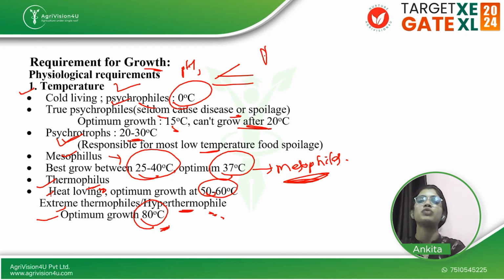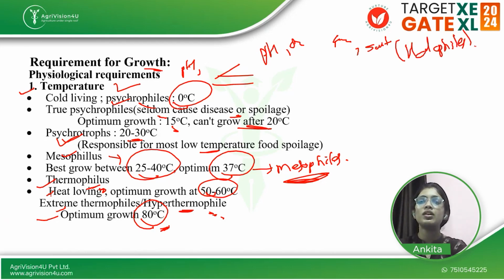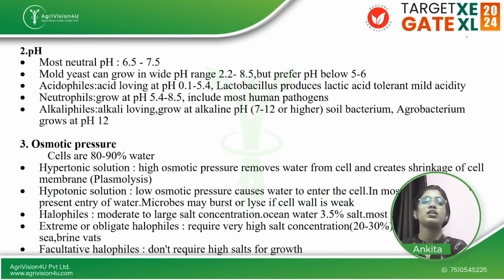Besides temperature, you will have the pH, and some other requirements. You will have the osmotic pressure, or some bacteria are there which are salt loving. We call them halophiles. Many more things are there. Now see, the second thing here is the pH.